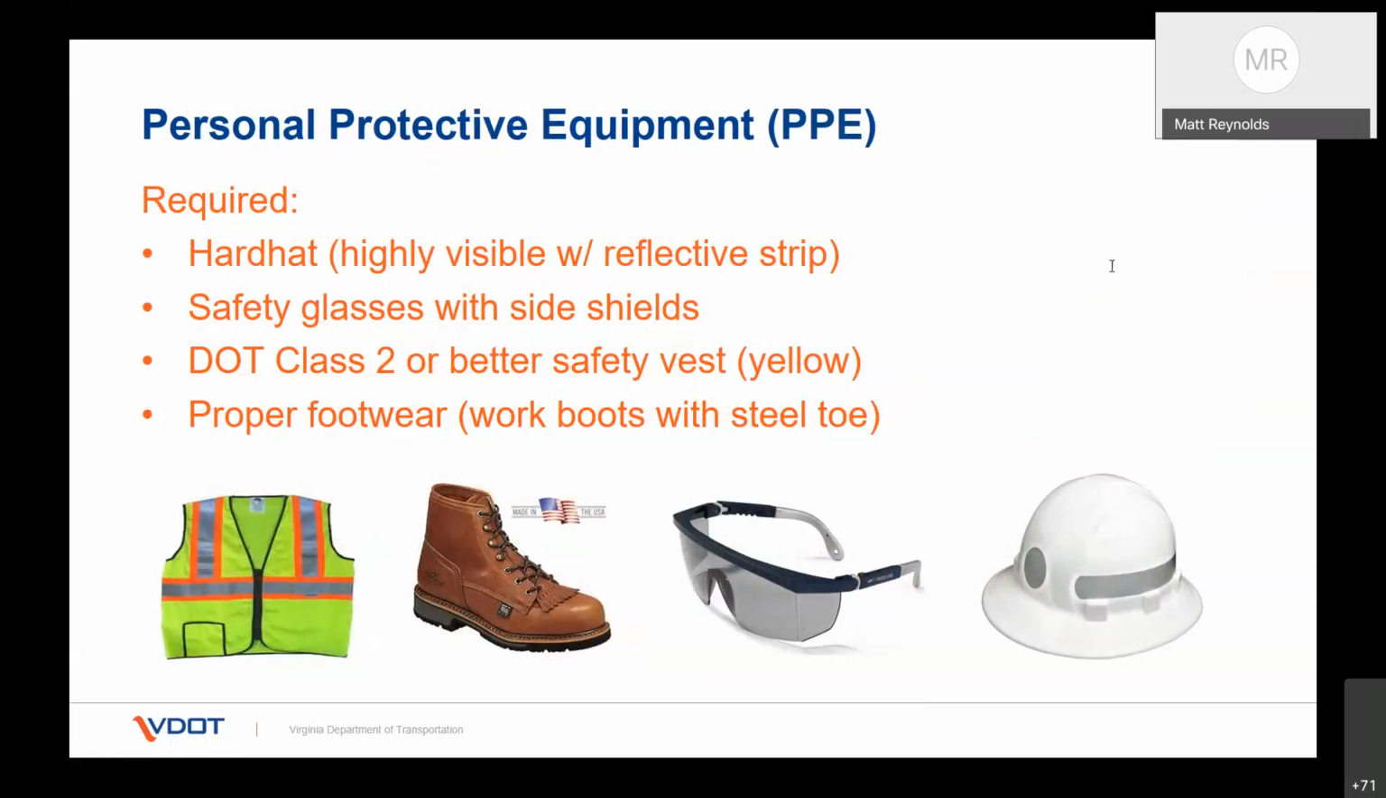Safety glasses with side shields are required. DOT class 2 or better safety vest, basically high visibility yellow. So if you're already meeting VDOT requirements with that, your contractors and your staff should be okay. And proper footwear, work boots with steel toes, are required. They will not let you on railroad right of way, nor should you be without work boots with a steel toe.